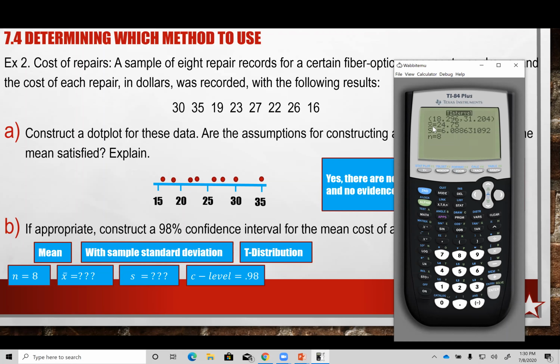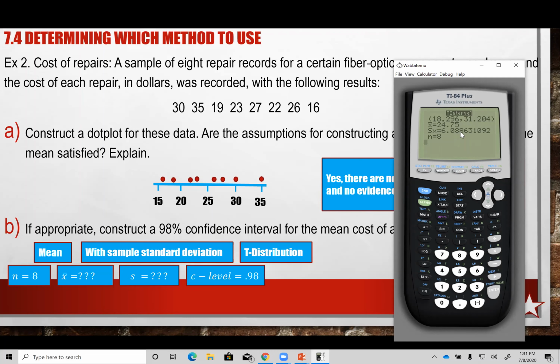And again, ladies and gentlemen, remember I told you that the mean is 24.75, and the standard deviation is 6.088631092. Those are the two things we have. If you have those, then you don't need to use the data. The only reason we choose the data is because we have the raw data.